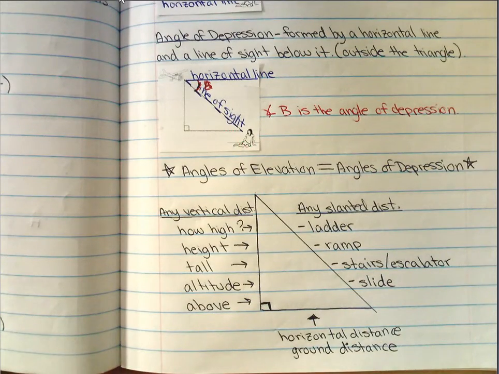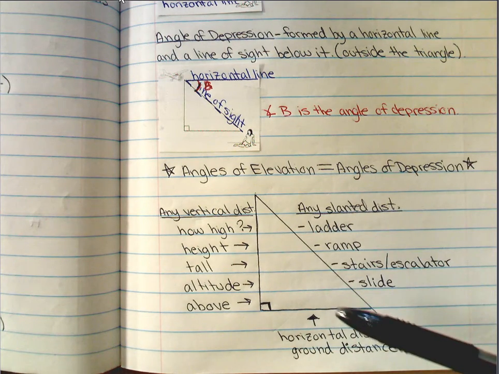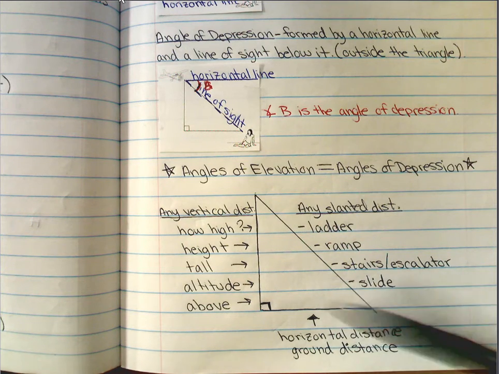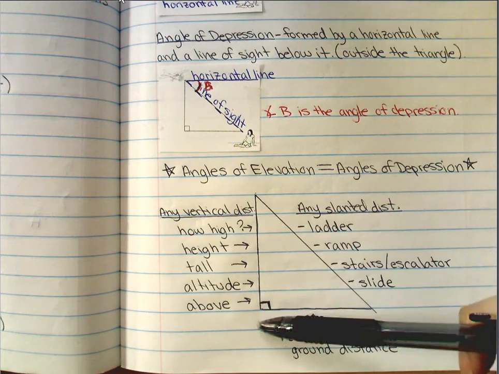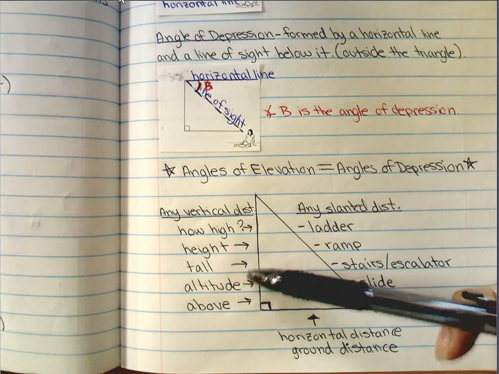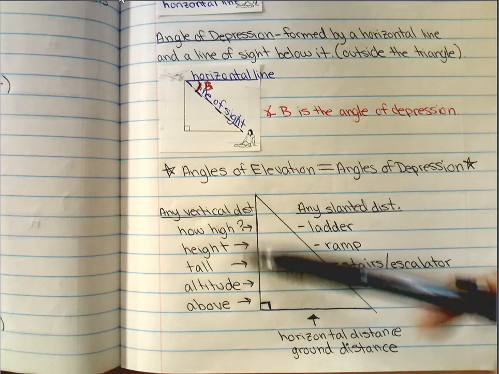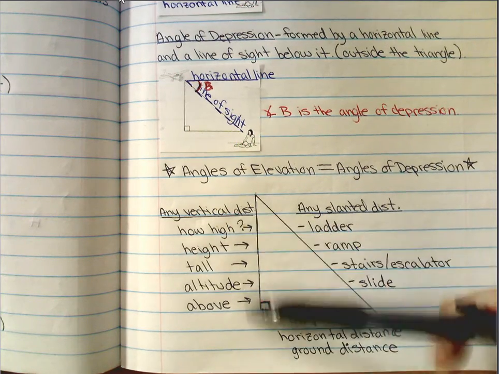Right, so since we're working with word problems, I gave you a list of keywords that will help you label your picture correctly when you're working with word problems. So anytime that you see these words, how high, height, tall, altitude, or above, all those words will indicate that you're labeling the vertical side of your triangle.